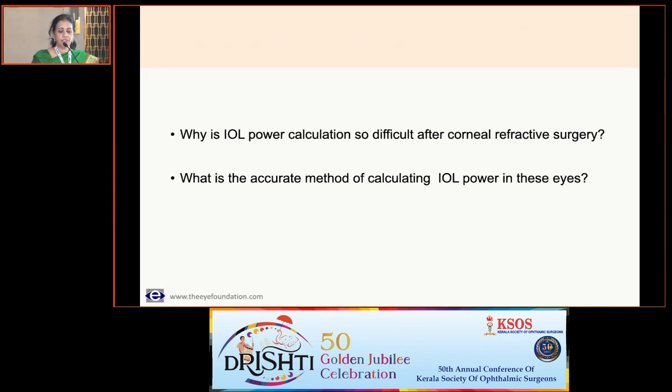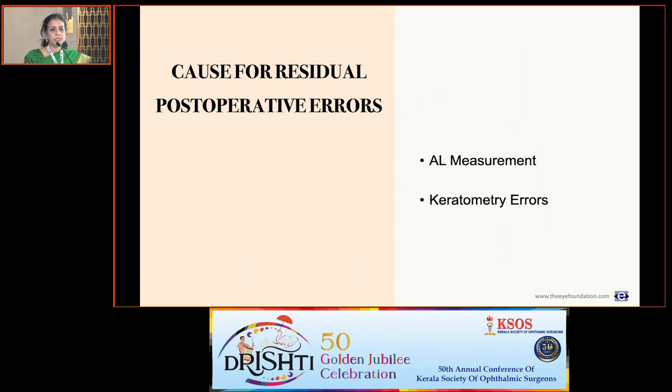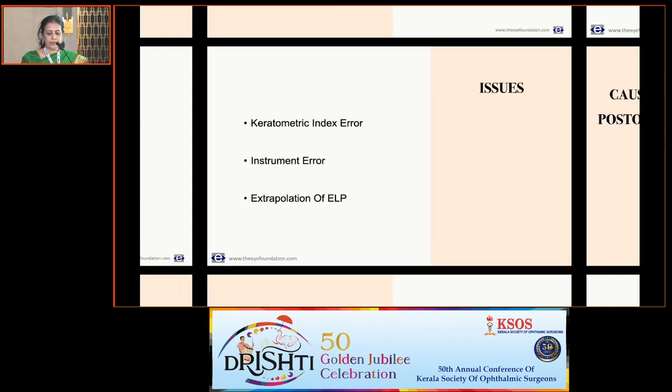Now, what is the challenge? Why is it that the IOL power calculation is so difficult after refractive surgery? And the next question is, what is the accurate way of calculating the IOL power? So the essential reasons for residual post-op errors are axial length measurements, and we are now at a stage where there is unsurpassed accuracy with the different optical biometers which we have. The other challenge is the keratometric errors.